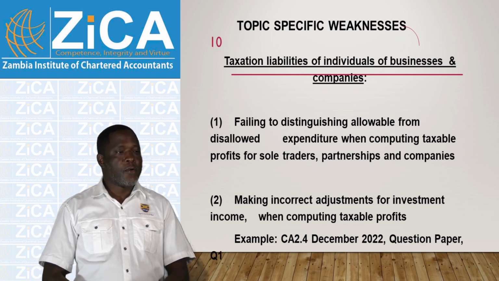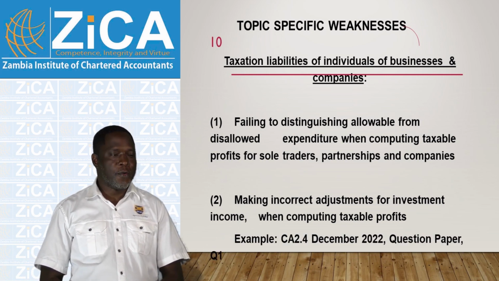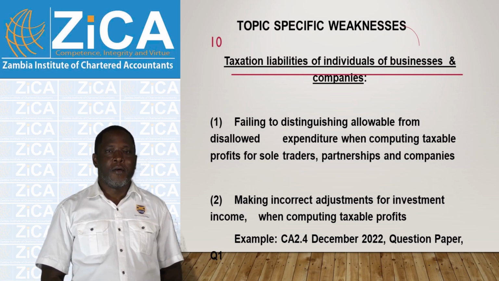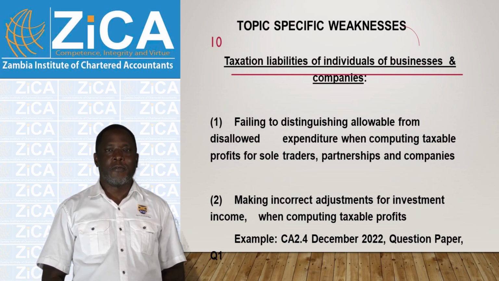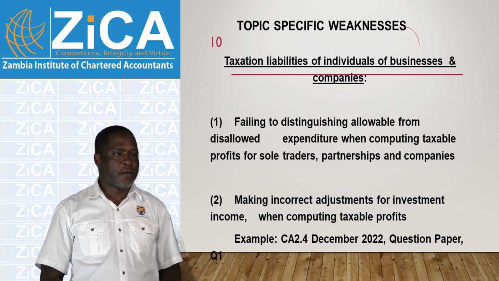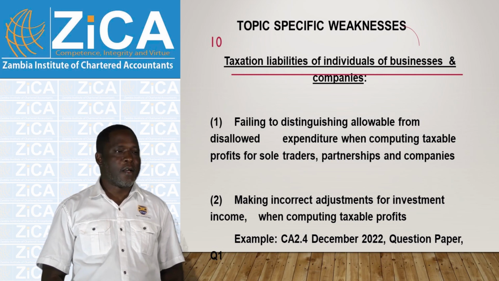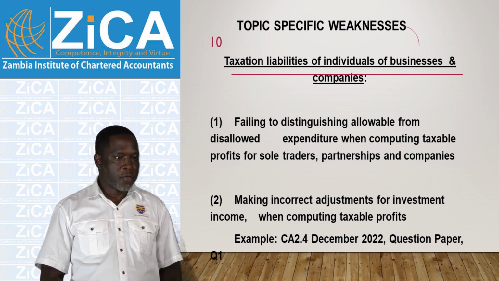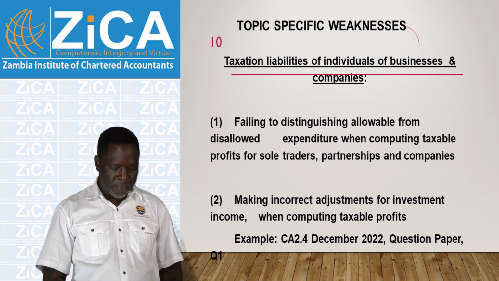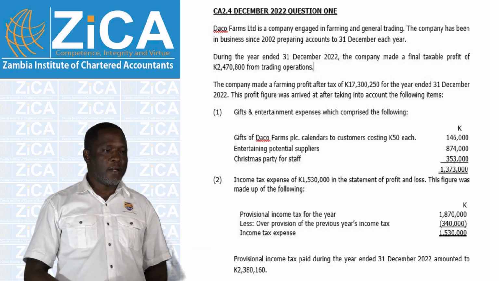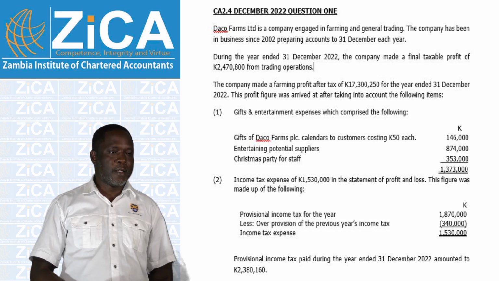So we want to look at an example on how you deal with investment income when computing the taxable profit for a limited company. And we are using a question from the CA2.4 examination for the December 2022 sitting, question 1. So our focus on this question is just how we deal with investment income. So investment income was given in note number 6.